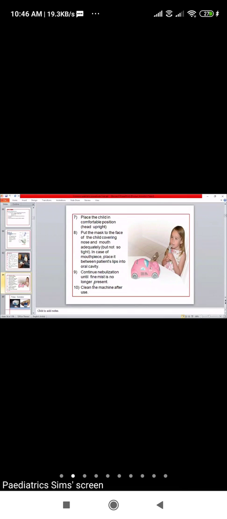Continue nebulization until fine mist is no longer present. So you have to do it as long as there is mist. Clean the machine after every use.